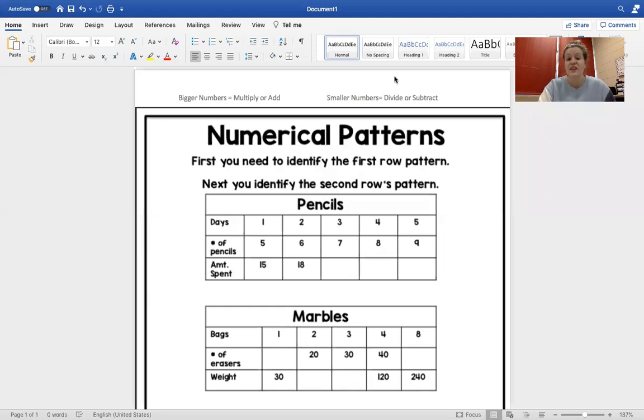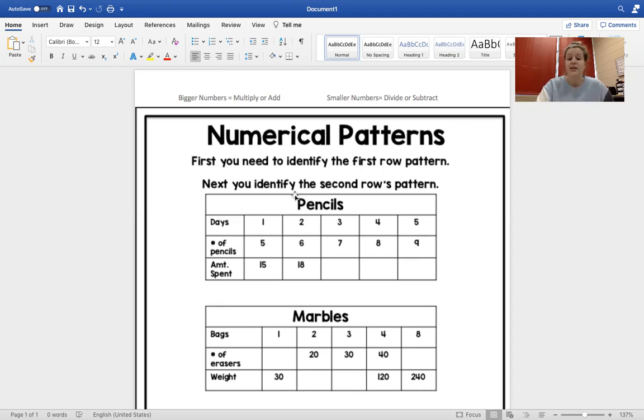So if you look at the little notes I have at the top of the screen here, this is a reminder for us when we're trying to solve patterns. If our number gets bigger, that means that our rule is either going to be multiplication or addition, because that's how you increase the numbers. If our number gets smaller, that means that we are either dividing or subtracting. So that's the first thing we need to figure out when we're looking at our numbers. Is it getting bigger? Is it getting smaller? And then we'll determine, are we adding, subtracting, multiplying, or dividing?